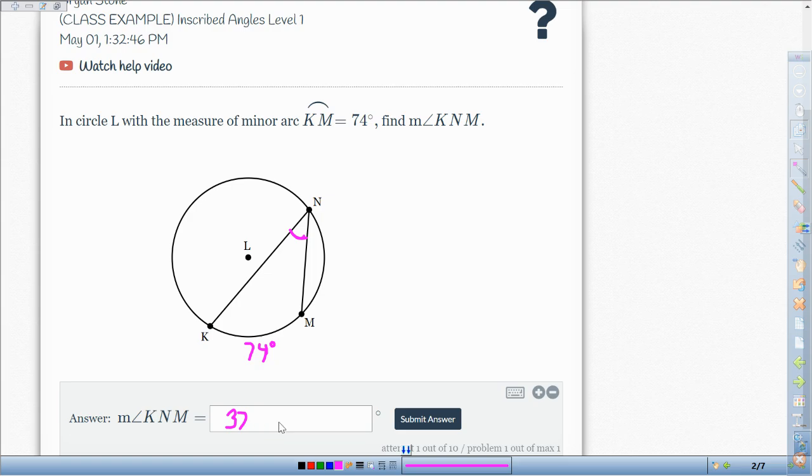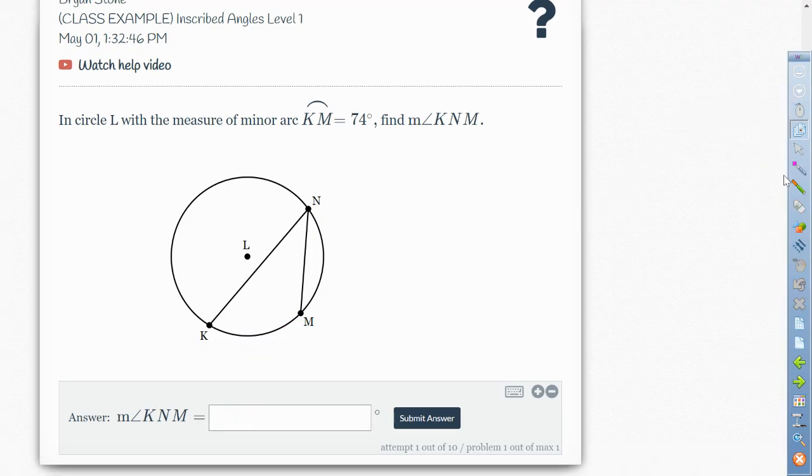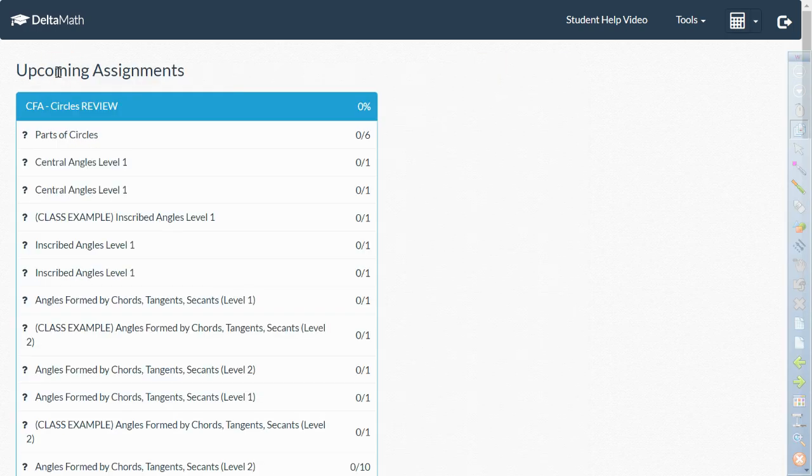Remember, the opposite also is going to happen. There's going to be problems that give you the measure of the angle and ask you for the measure of the arc. If the angle is half the arc, the arc is double the angle. So in this case, if they gave us this as 37, the arc would be double that, 74. Try not to get those two things mixed up. Let's keep moving along and go back. If you'd like to pause the video, try out some inscribed angle problems, I would encourage that.